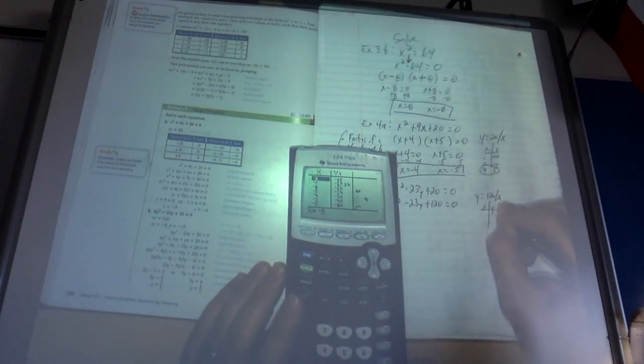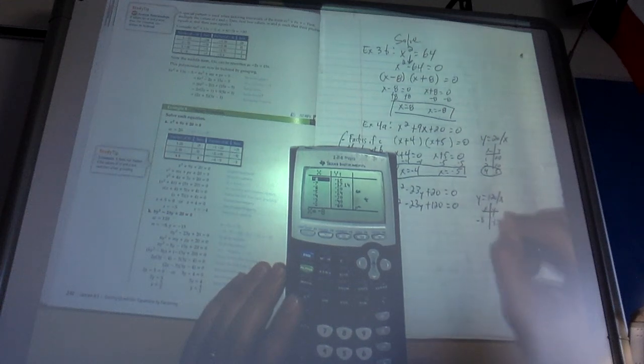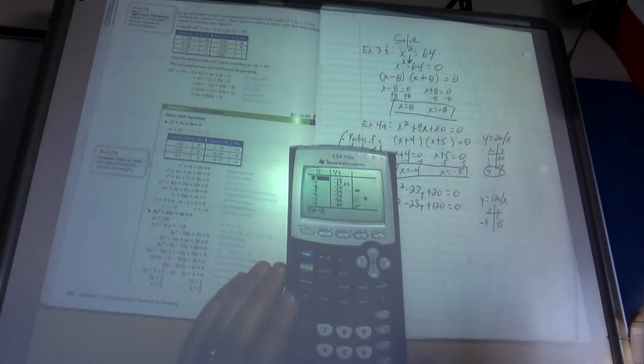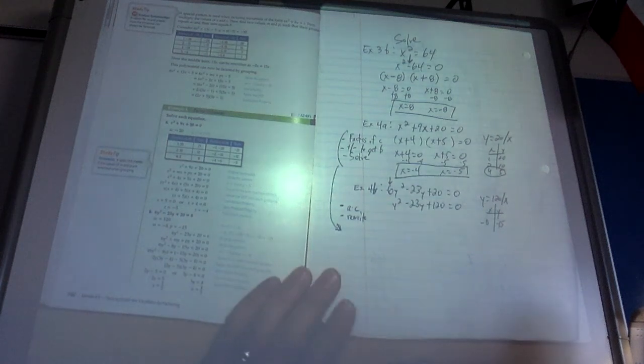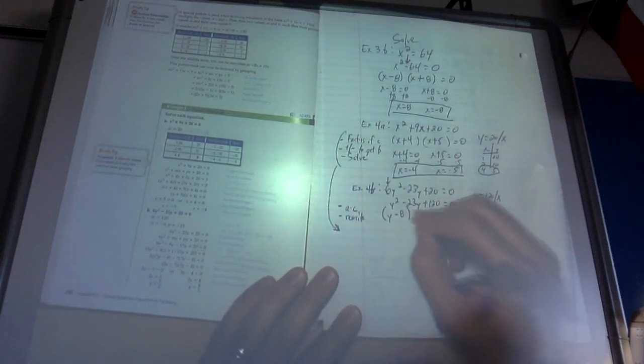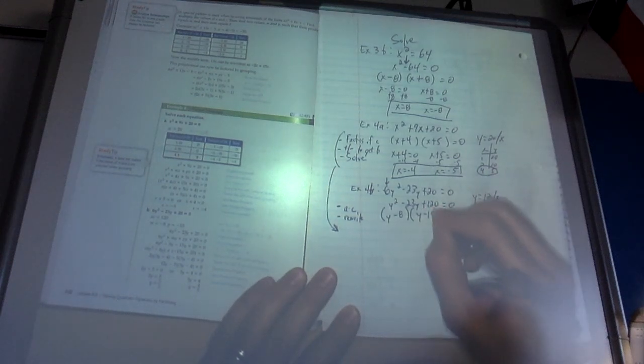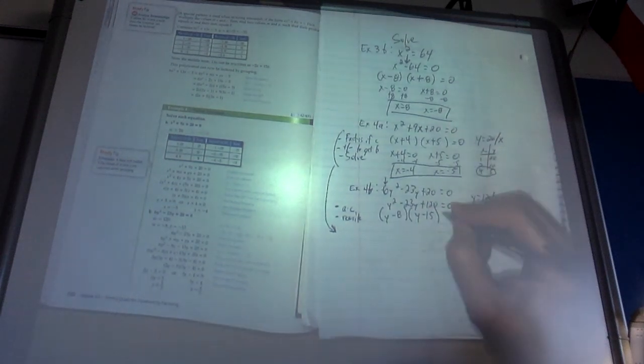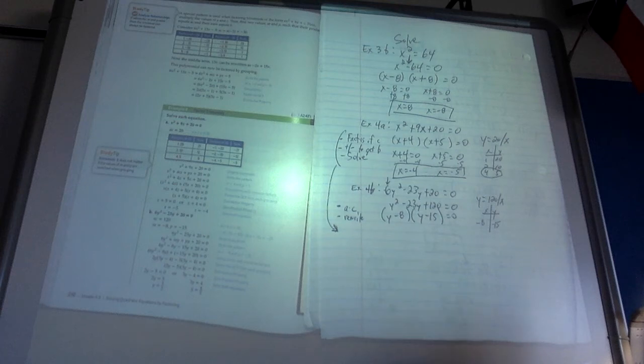So in my XY table, I just like writing out the ones that I want. Negative 8, negative 15. Okay? Check it in the calculator. TI calculator will help you. All right, write them out. So I've got y minus 8. All right, then I've got y minus 15. Obviously equals 0.